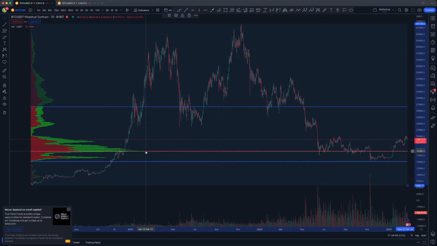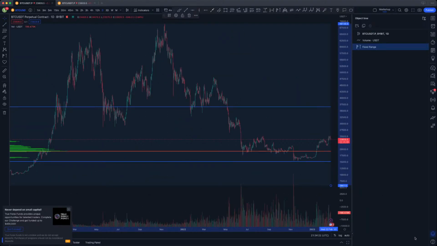So what I like to do as a starting point is map the peaks, not just have them on this indicator, but physically map them out. And again, you guys know I like to use my object tree.